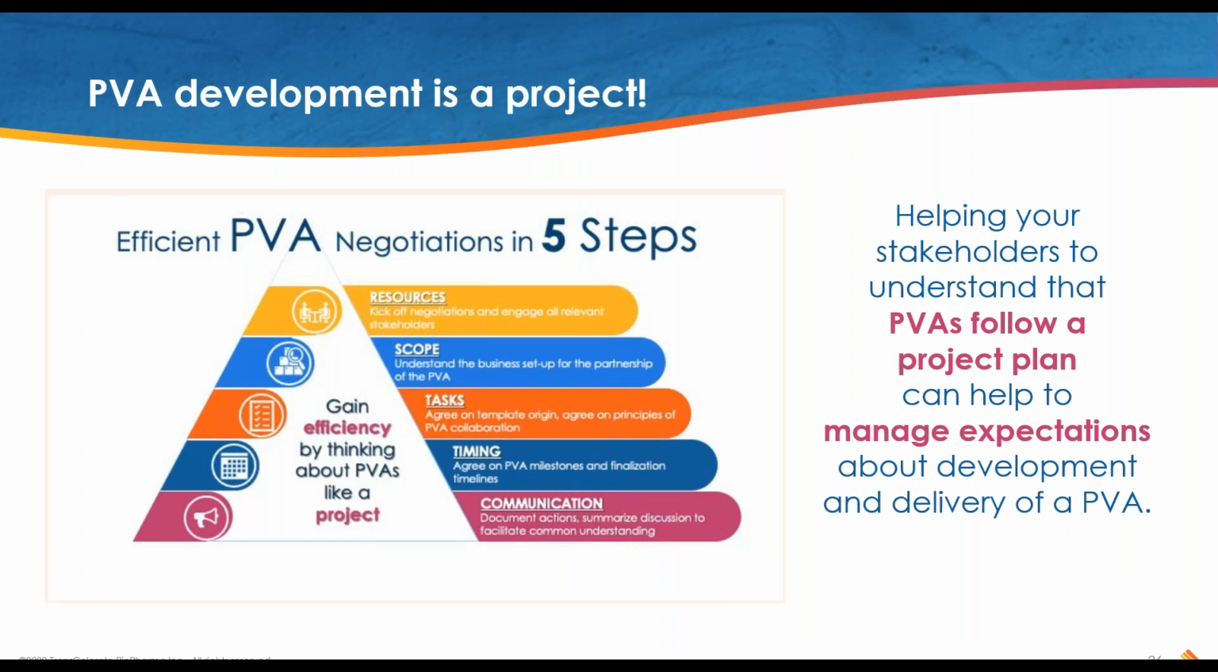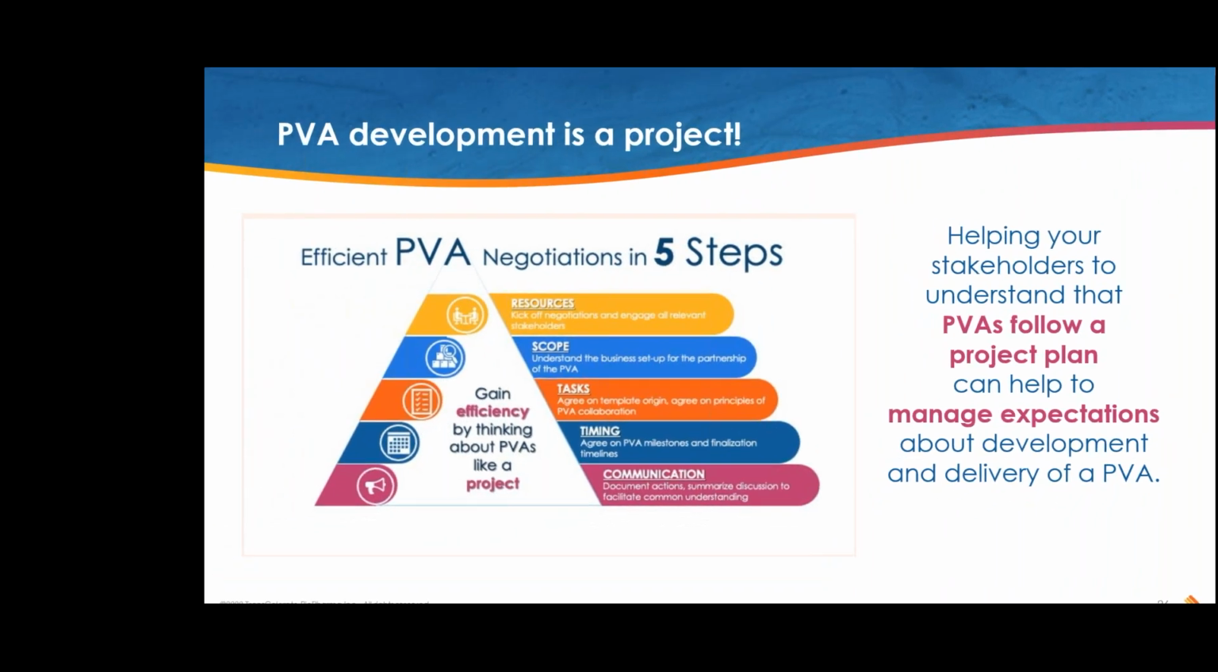In addition, it is considered helpful to consider PVA development as a project. So what are the five steps you need for efficient PVA negotiations? First of all, you need the resources. Then you need to understand the scope of the business setup. You need to agree on the tasks. You need to agree on timing, and communication between the parties is important. Next slide, please.